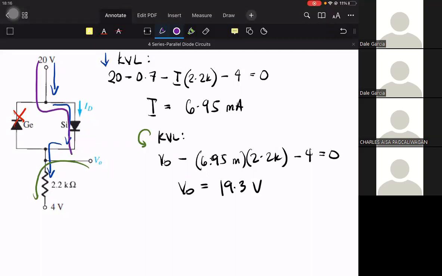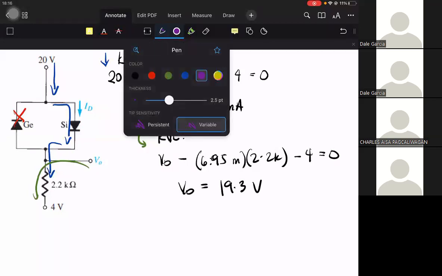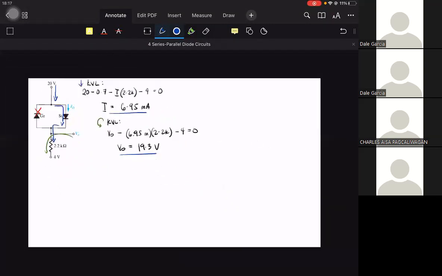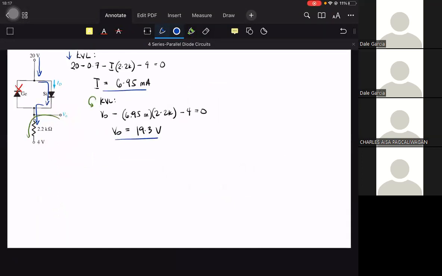20 minus 0.7 minus VO. So that's the final answer. Itong na-solve so far na 2 examples, in effect, purely series circuit atong circuit. Okay, that's the final answer, 19.3. Purely series naman sila.